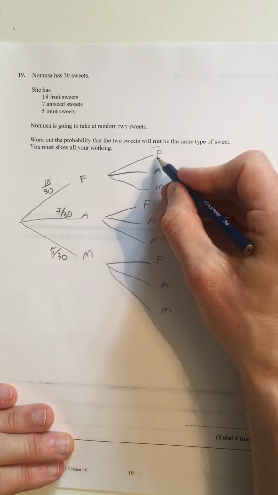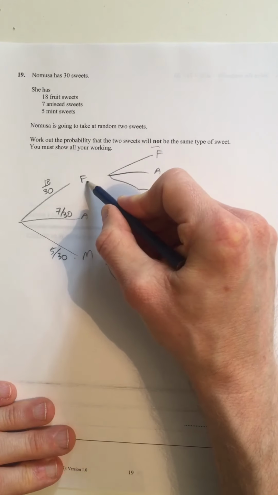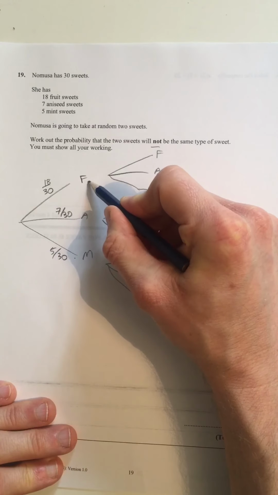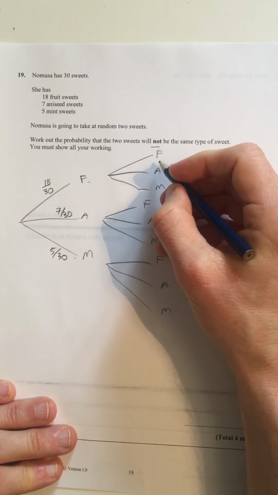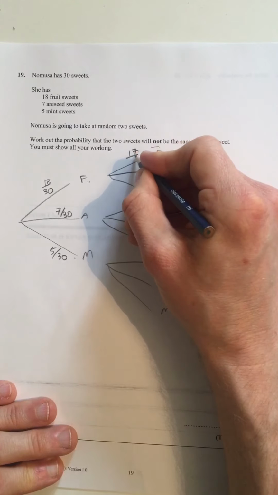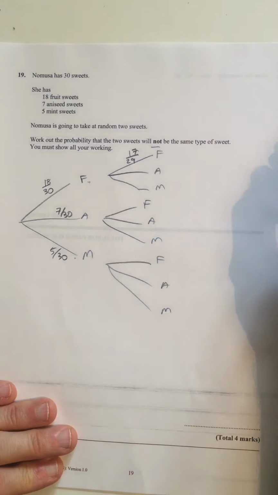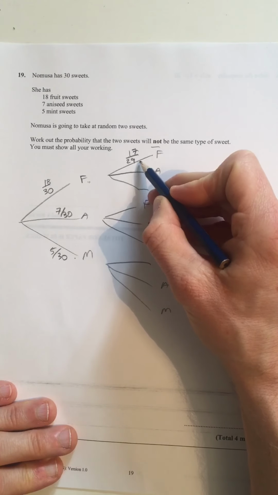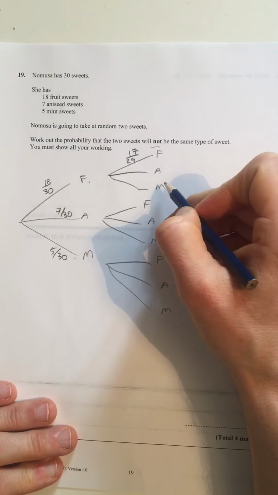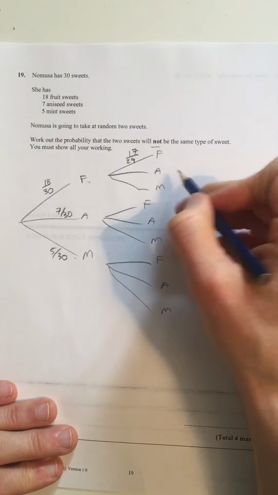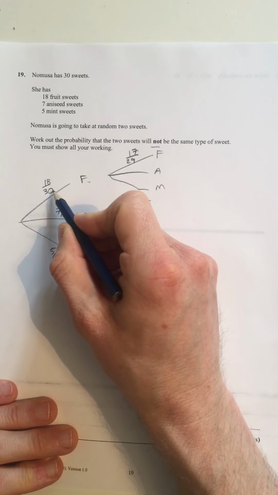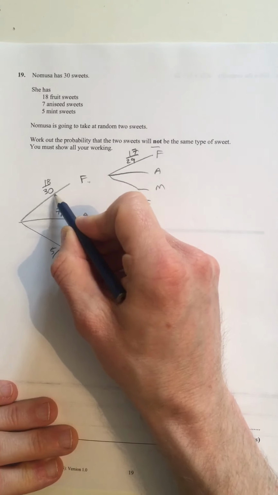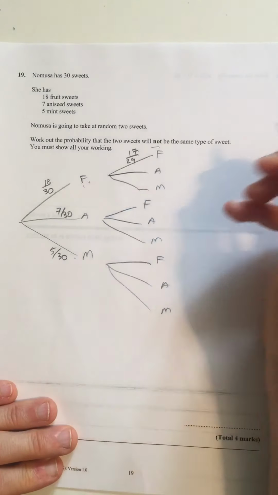Okay, now, given that the first sweet taken was fruit, the probability that the second sweet would be fruit would be 17 out of 29, because there is one less fruit sweet left now because we've already taken one of them out. So there's only 17 fruit left. There were 30 sweets in total, but we took one of the fruit ones out, so there's only 29 left now.